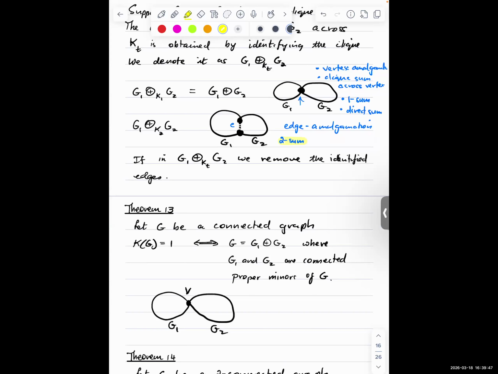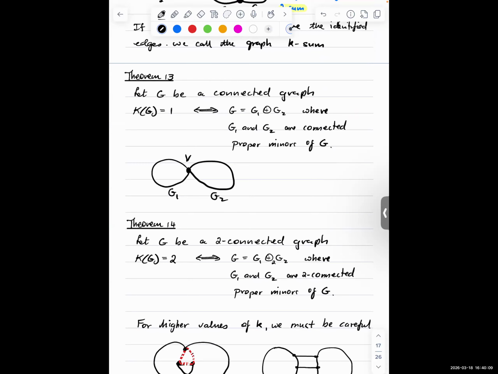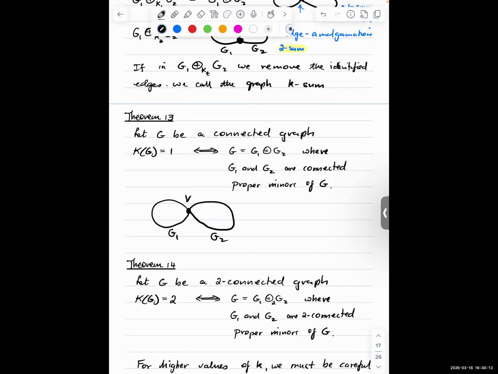If we remove the identified edges, we call the graph the K-sum. All right. So this plays a big role in what we're about to do. So the next result is actually just obvious. There's nothing to prove. I just put it there as a theorem, and maybe it should be an observation.